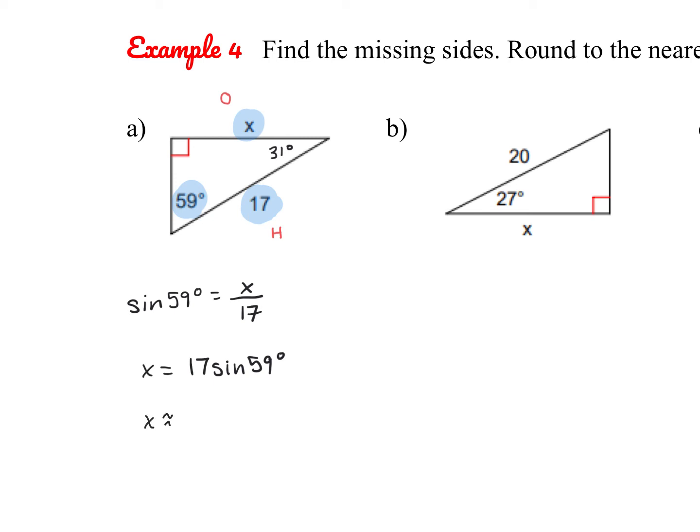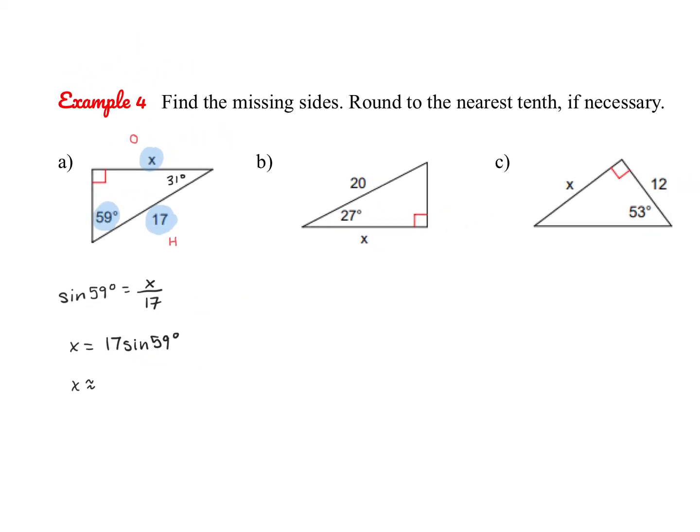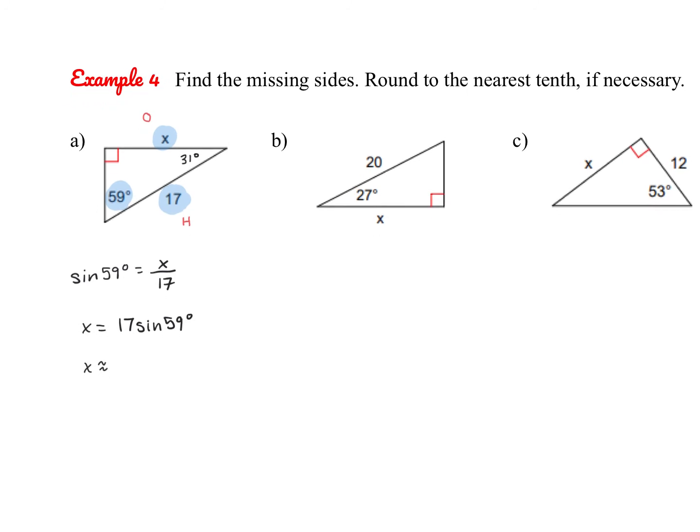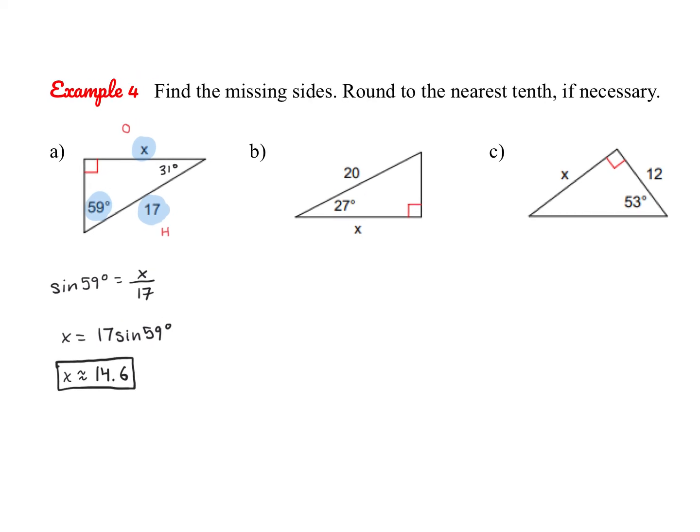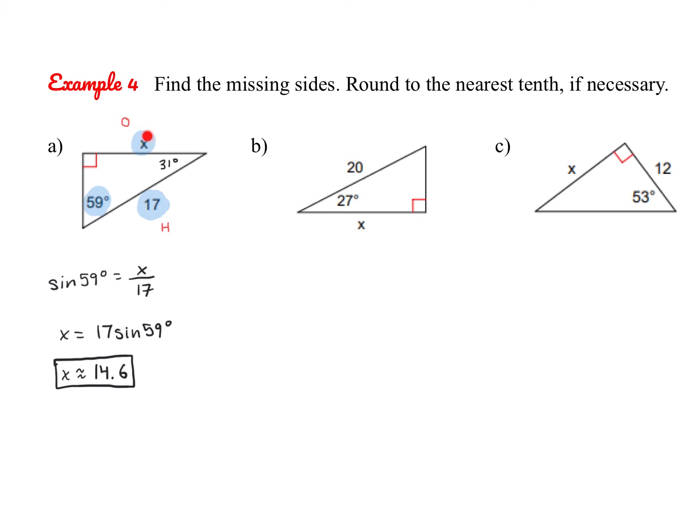Then we're going to plug this into our calculator, and it does say round to the nearest tenth if necessary. So we do 17 times sine of 59, and we should get approximately 14.6 if you round to the nearest tenth. You can see that we are able to use our trig ratio to help us find a missing side when we don't have enough information to use Pythagorean theorem.